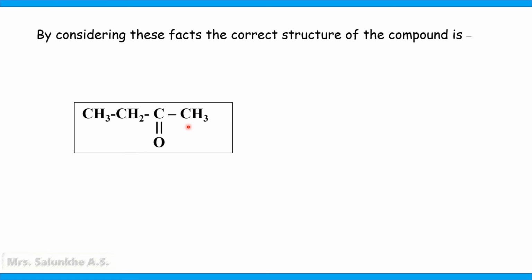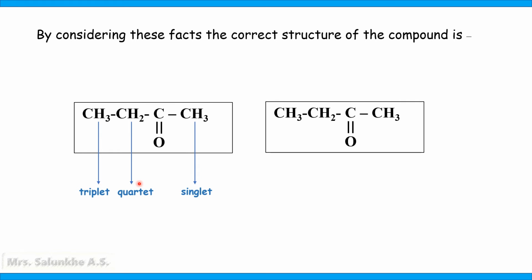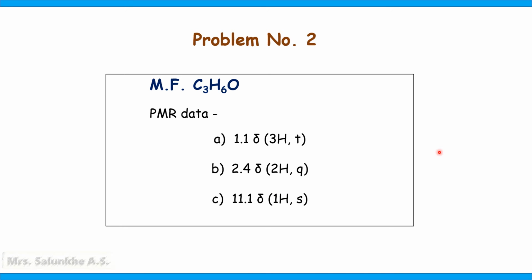There are 3 sets of protons. It gives 3 signals in the NMR spectra. The first signal is a triplet, then a quartet, then a singlet, which are obtained at 0.9 delta, 2.4 delta, and 2.1 delta respectively. These are the signals, and these are the chemical shift values of each group of protons. Now we see problem number 2.